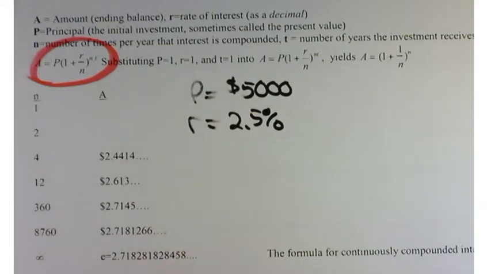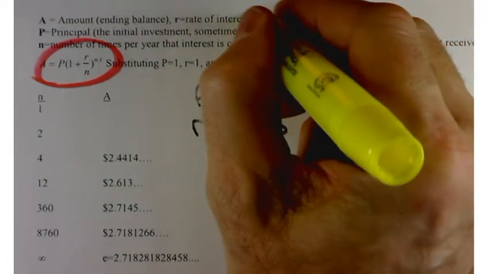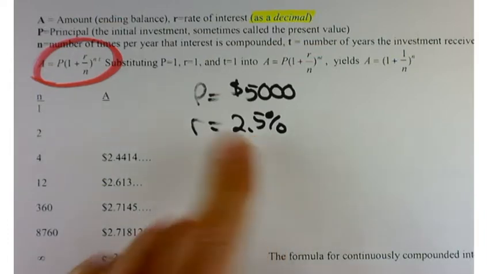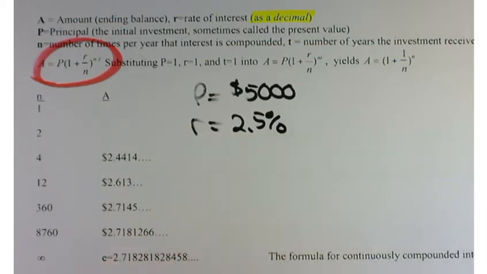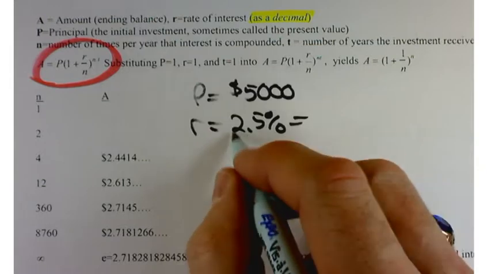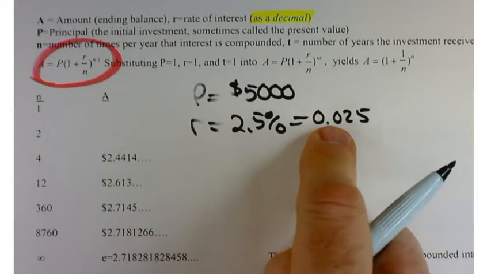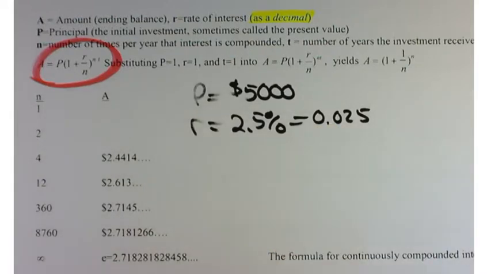But there's something special that has to happen when you use these formulas. The rate of interest has to be expressed as a decimal. If it's not, then really you're giving yourself a lot more interest than you expect. So what's 2.5% as a decimal? I heard a couple things. You move the decimal 2 places to the left. So 0.025. Make sure you don't put in 0.25. That would be 25%. You guys not have that one?